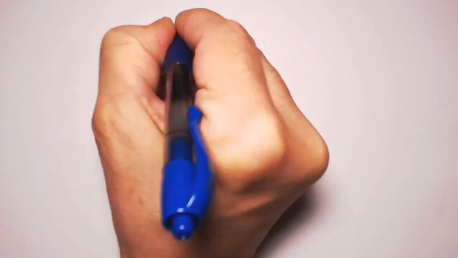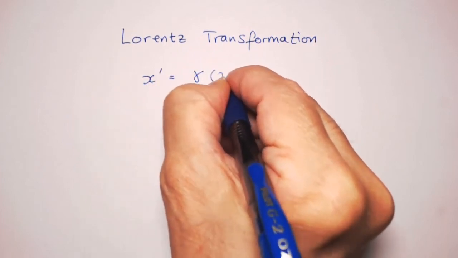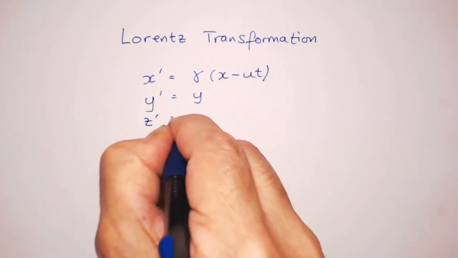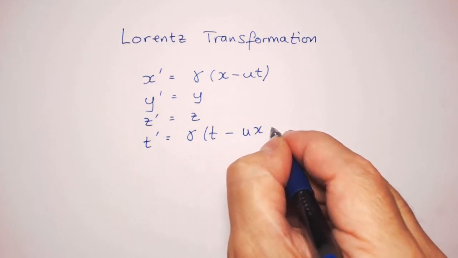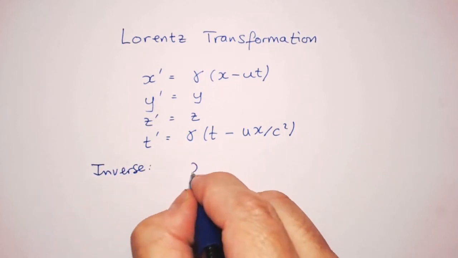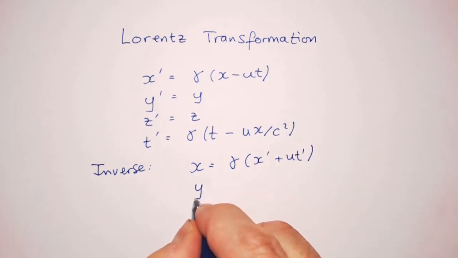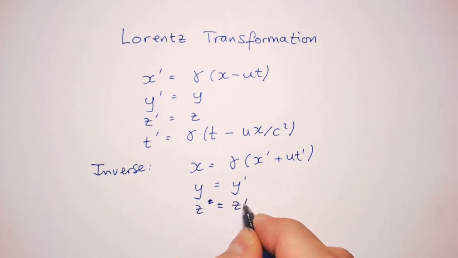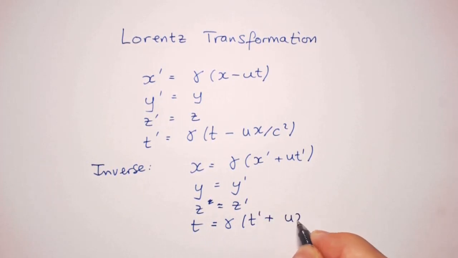To summarize, the Lorentz transformation and its inverse for all coordinates is x' is equal to gamma into x minus ut, y' equals y, z' equals z, and t' is equal to gamma into t minus ux upon c squared. The inverse transformation is given by x is equal to gamma into x' plus ut', y equals y', z equals z', and t is equal to gamma into t' plus ux' upon c squared.